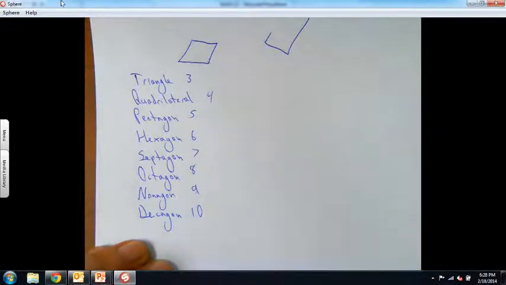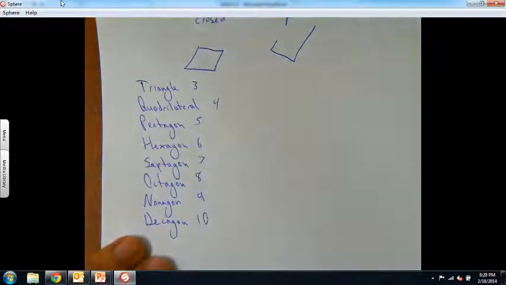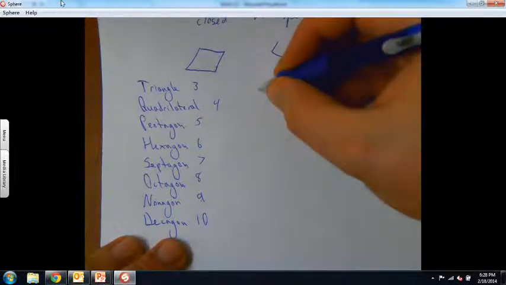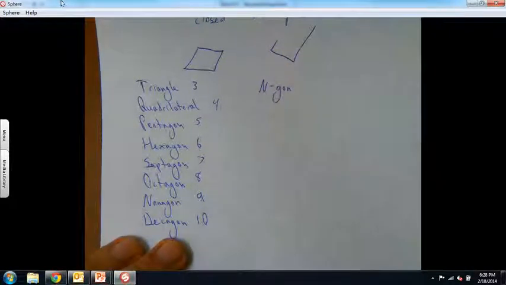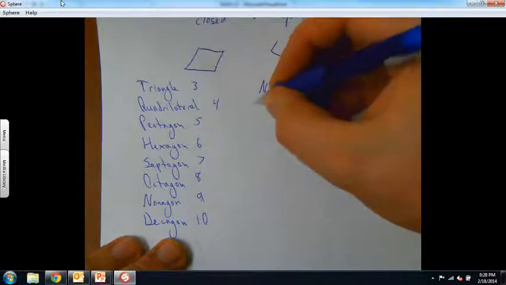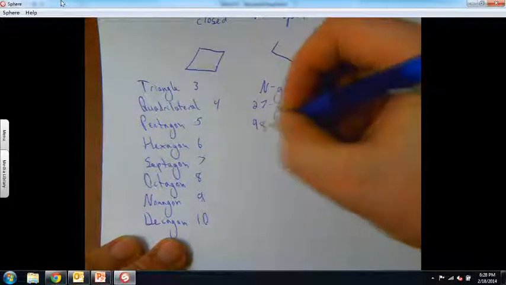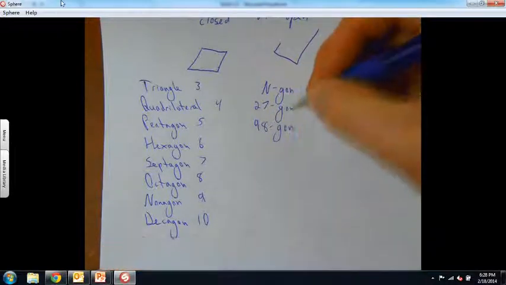Now, there are names for shapes beyond 10-sided, but generally we don't much worry about those. If it gets too large, we just call it an n-gon, which means 27-gon, 98-gon, however many sides you need.